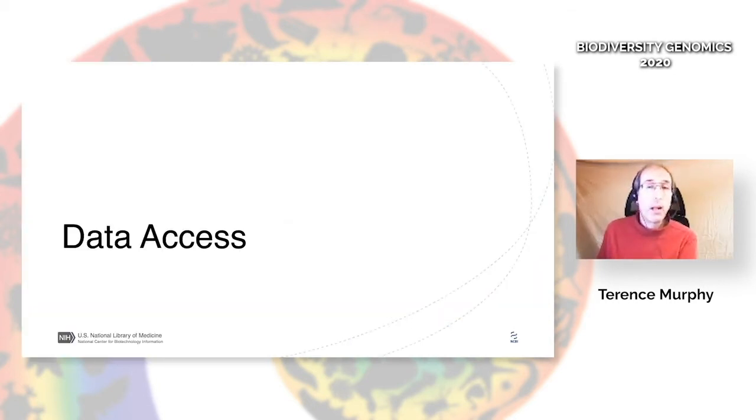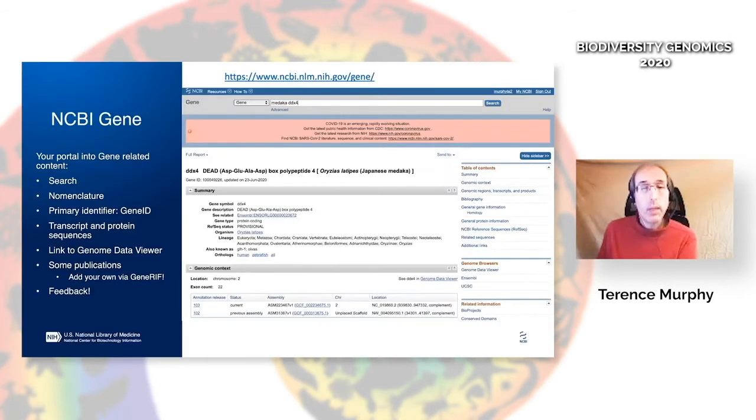So as I said, all of the data in RefSeq is highly integrated through NCBI tools. I'll give you a quick whirlwind tour to get started. On the web, NCBI Gene is your portal into gene-related content, including all RefSeq eukaryote genomes. It supports search by nomenclature and other identifiers, provides transcript and protein sequences, a link to orthology information, a link into our genome browser, some publications with a link to add your own through a mechanism called GeneRef, and a link for you to provide feedback to help us make improvements on specific genes.